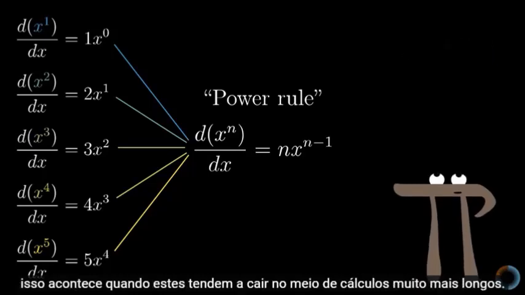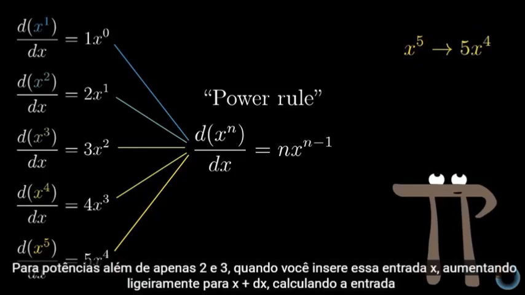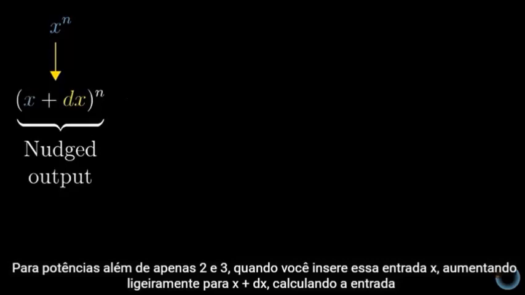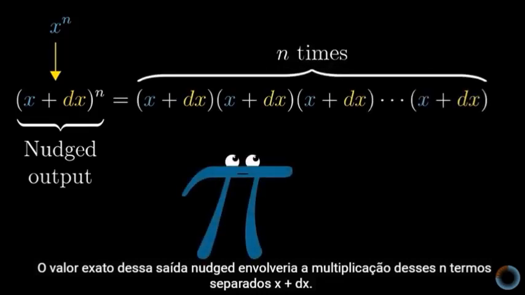That's the kind of thing that happens when these tend to fall in the middle of much longer computations. But rather than chalking it all off to symbolic patterns, let's just take a moment and think about why this works for powers beyond just 2 and 3. When you nudge that input x, increasing it slightly to x plus dx, working out the exact value of that nudged output would involve multiplying together these n separate x plus dx terms.